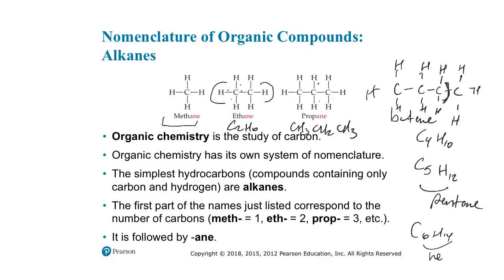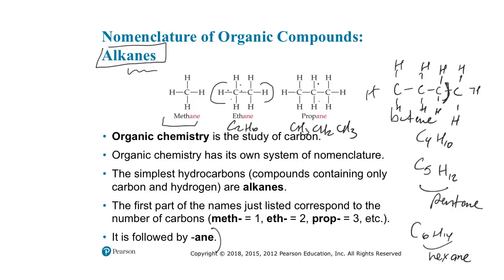C6H14 would be hexane. And you can name all the way up to decane, because we're just at the point where you go from pentane. It just becomes penta 5, hexane 6, hepta 7, the same prefixes from the previous slide, followed by that ane ending. And this is a nomenclature system for the type of compounds we call alkanes. So alkanes have that ane ending.